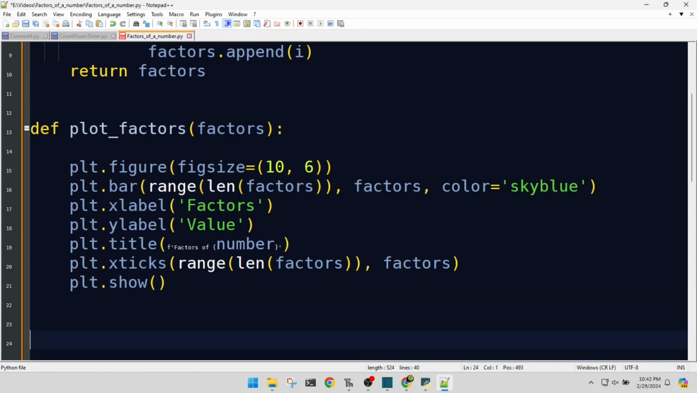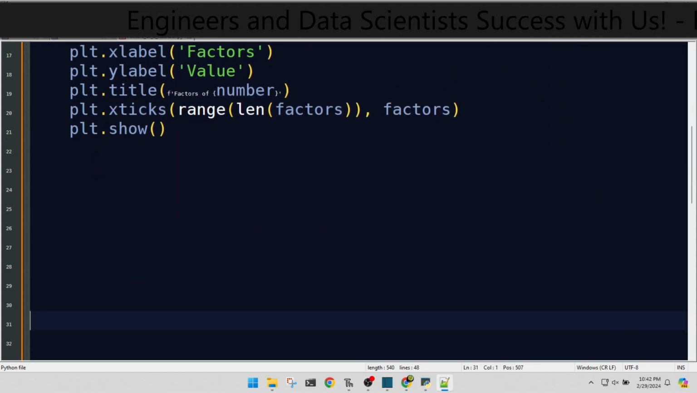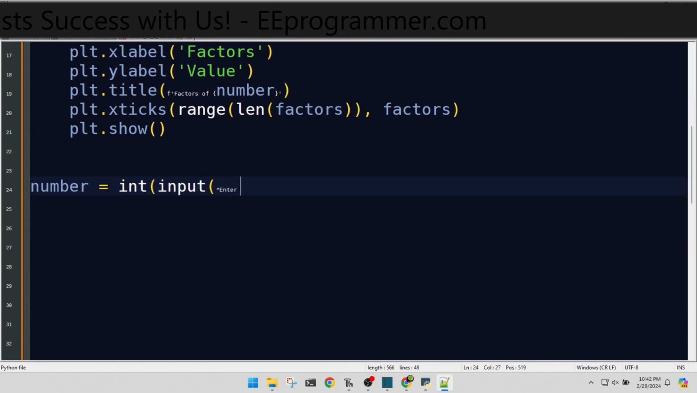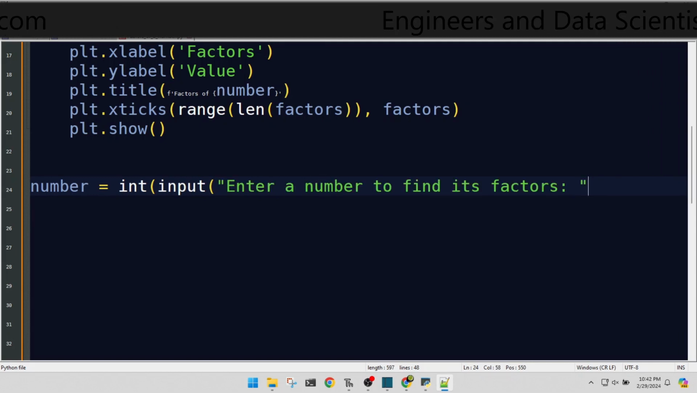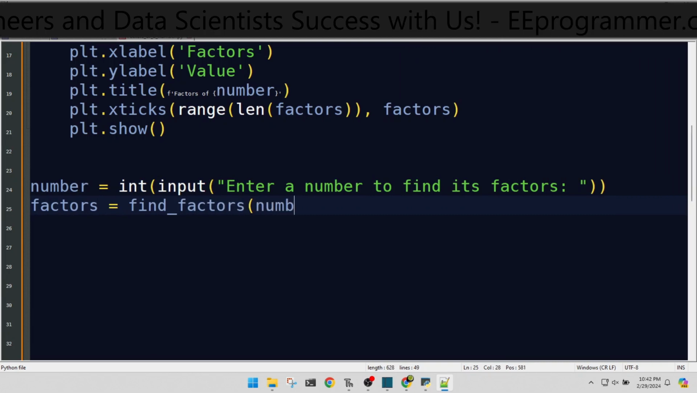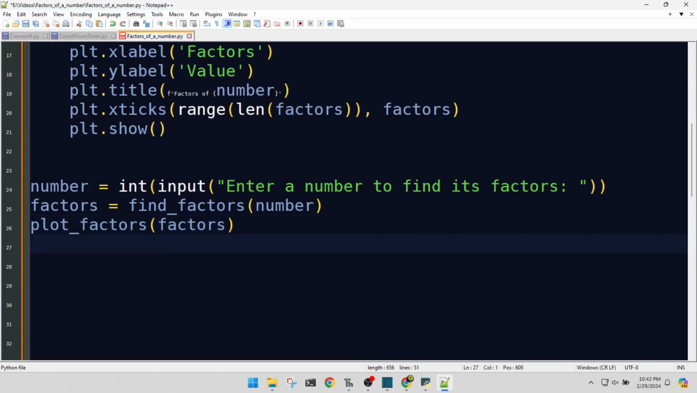Main segment to accept a number and visualize its factors. A prompt for input, the number awaits, its factors yet unknown. The calculation begins, a journey to uncover the number's essence. Visualization commences, translating numbers into visual narrative.